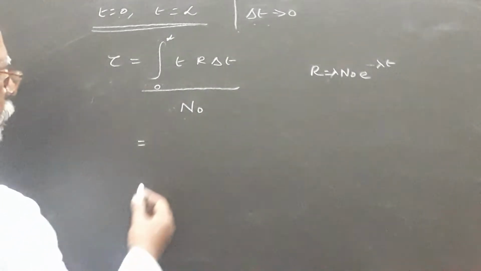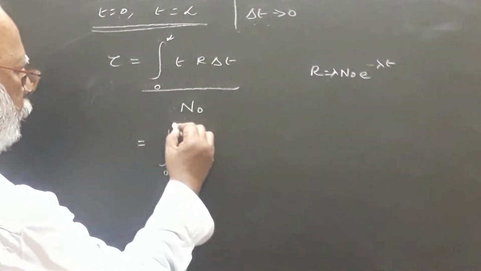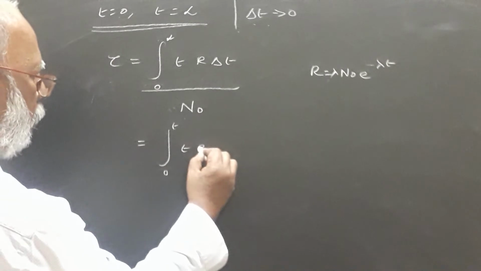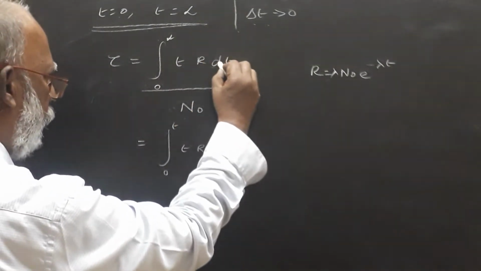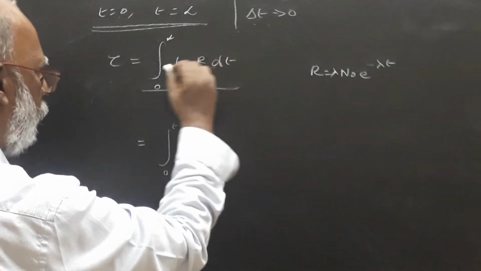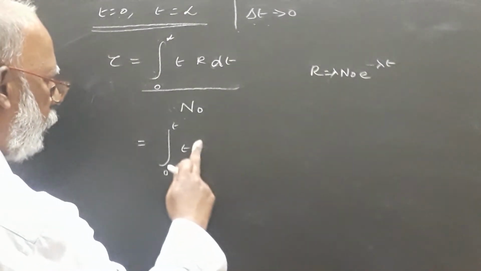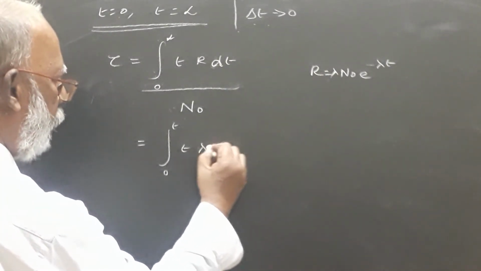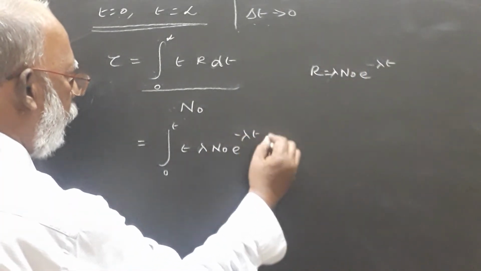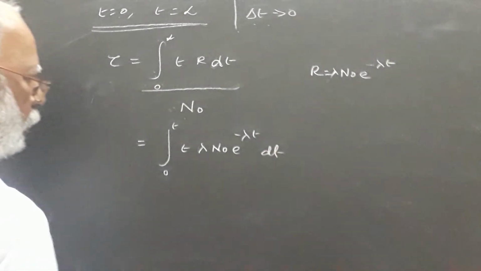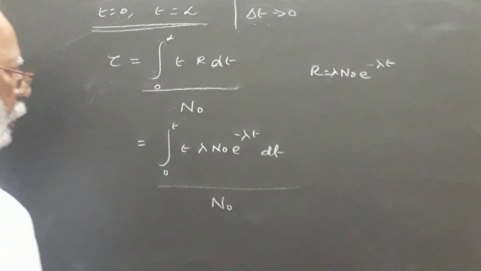Therefore, here you have to substitute, integrating from 0 to t. Since you are integrating, it changes to dt, not delta t. Instead of r you have to substitute lambda n naught e power minus lambda t into dt. This is the integration, divided by n naught.